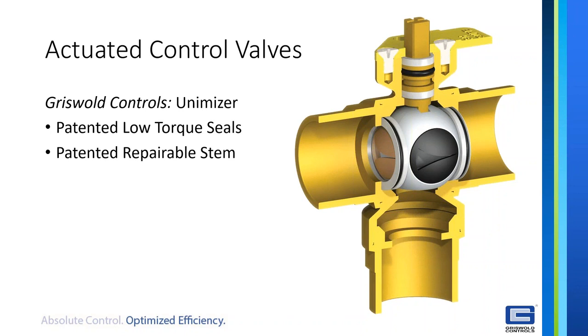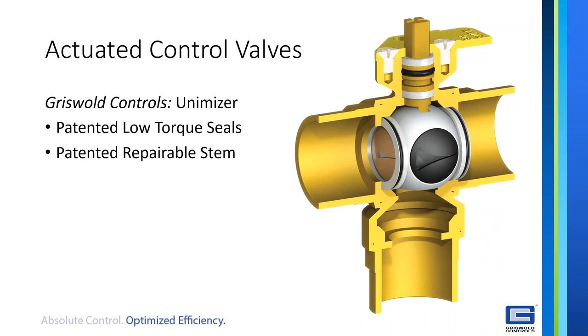The second feature in the Unimizer and Atomizer and the pressure independent valves is our low torque seal design. So we talked about this briefly 2 weeks ago. You can see this black seal, a black O-ring in the middle of this white seal. So there's two Teflon seals, one on each side of the ball, and those close off the ball so there's no leak by.